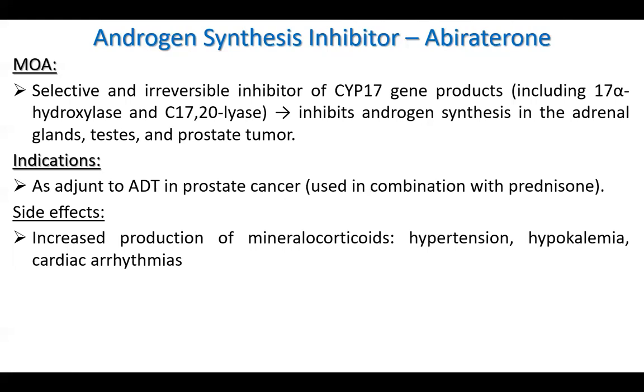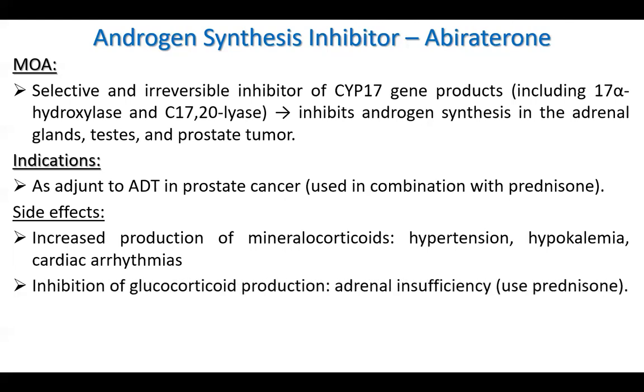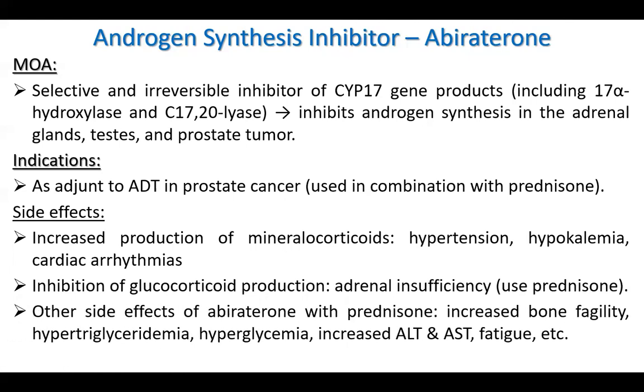So these can be possible side effects. And because it inhibits glucocorticoid production, it can lead to renal insufficiency. So you have to use it with prednisone. And other side effects could include increased bone fragility because you are also using glucocorticoids, hypertriglyceridemia, hyperglycemia, and elevated AST.